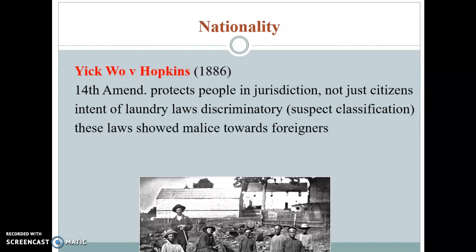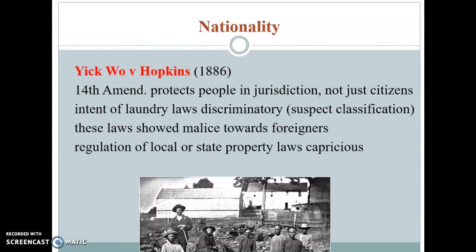But you still see this interest in looking at the effects of the laws, not just the right to make these laws. It's also what happens when you apply these laws, and that is to show malice towards foreigners.